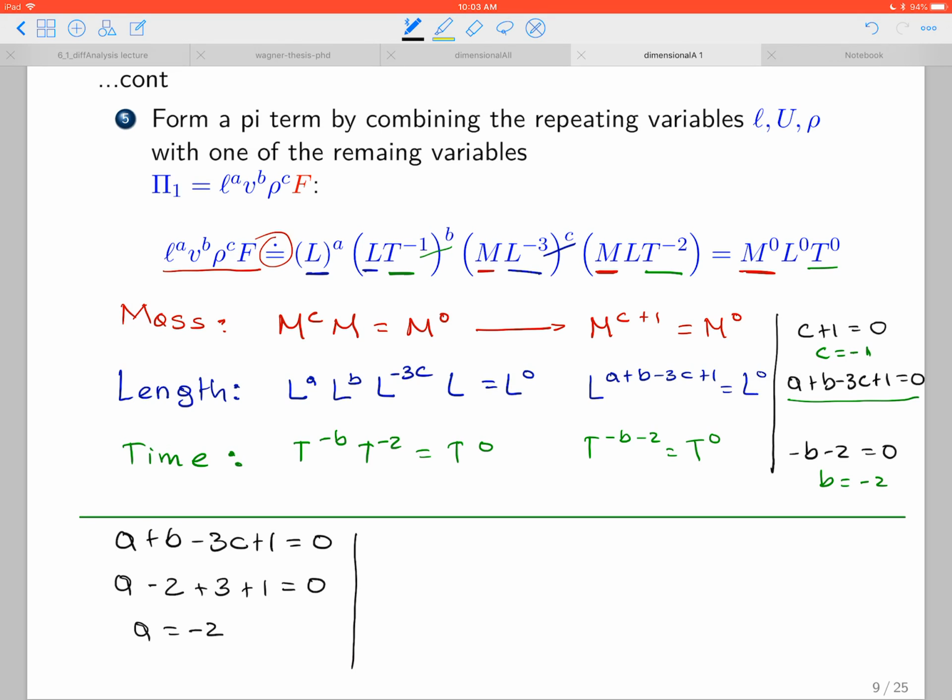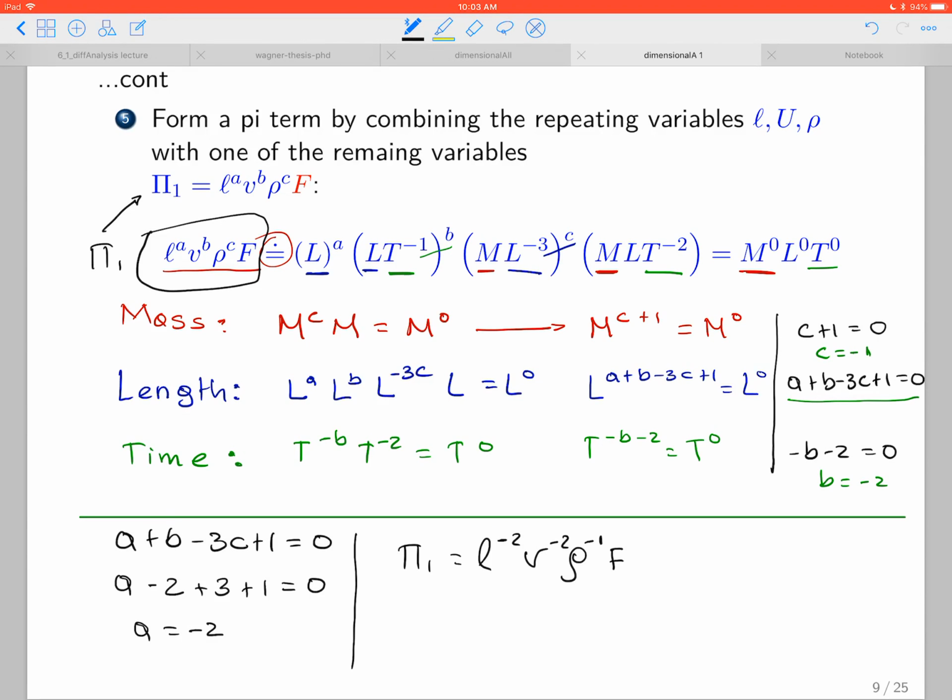So we can conclude that this expression is our pi 1, so we have it also there. So let's replace the values of a, b, and c. So we have that pi 1 is equal to L to the a, L to the negative 2, v to the b, b is negative 2, and rho to the c, which is negative 1, multiplied by f.